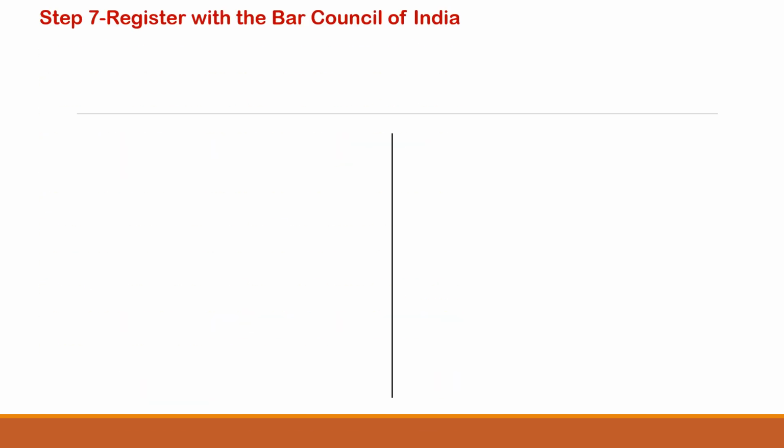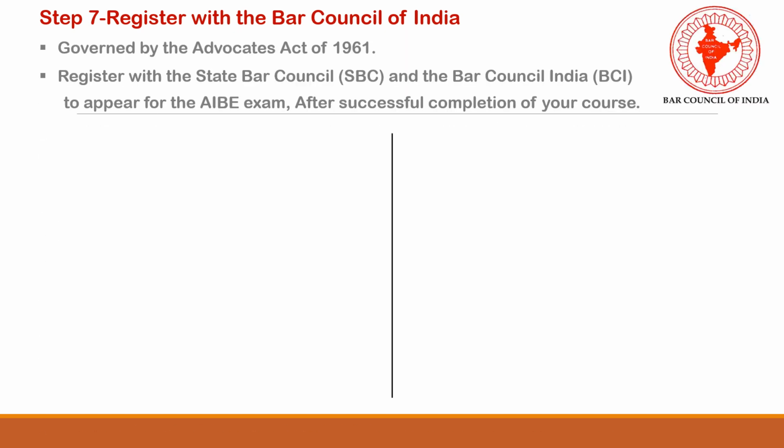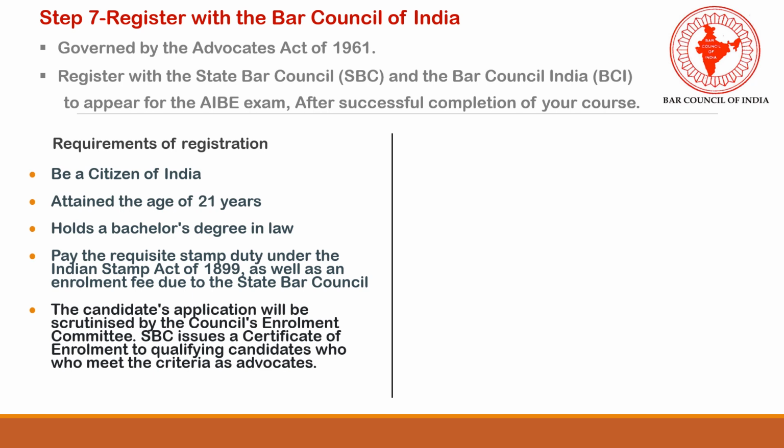In order to be called an advocate, you need to register with the State Bar Council. The registration process is governed by the Advocates Act of 1961. After successfully completing your course, you can register with the State Bar Council and be eligible to appear in the All India Bar exam to get enrolled in the Bar Council of India. The requirements for registration are that you have to be a citizen of India, you have to have attained the age of 21 years or above, and you need to hold a bachelor's degree in law, be it a 3-year LLB or a 5-year LLB.